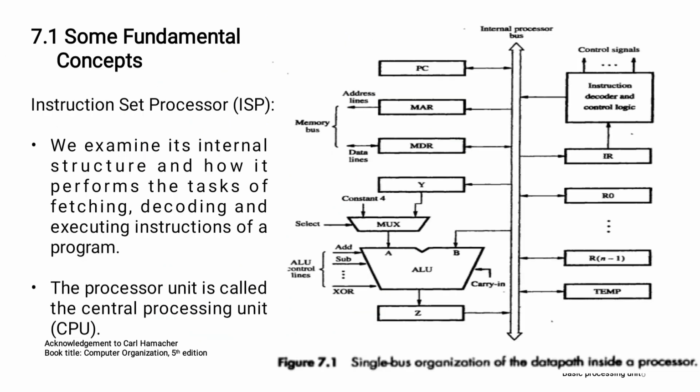We will examine the internal structure and how it performs the task of fetching, decoding and executing instructions of a program. The processor unit is called the central processing unit. So what we have understood from this figure and what parts are involved in it, let us next discuss how they are utilized in the execution of an instruction.